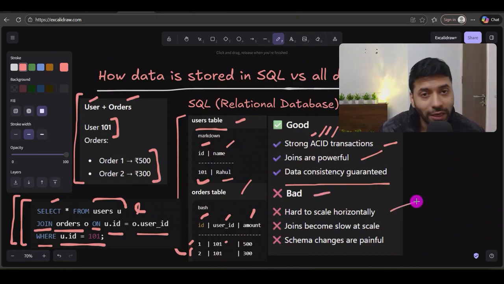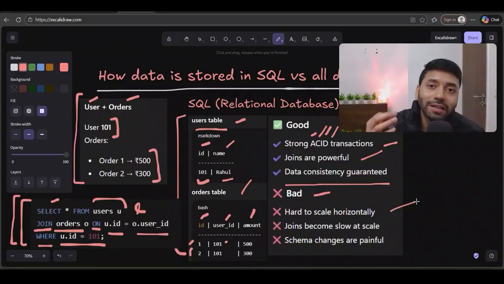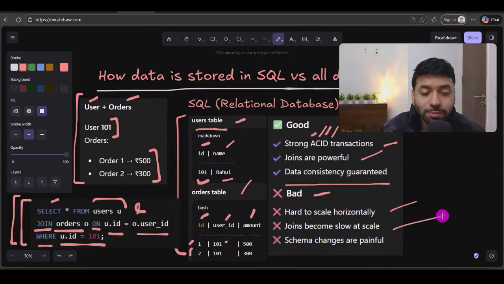SQL is hard to scale horizontally. That is, the sharding part is quite difficult, and that is managed by the app level logic. Another thing is the joins become slow at scale. Okay, so if you have many joins, it becomes difficult and it will be quite slow. Third thing is schema changes are painful in SQL.